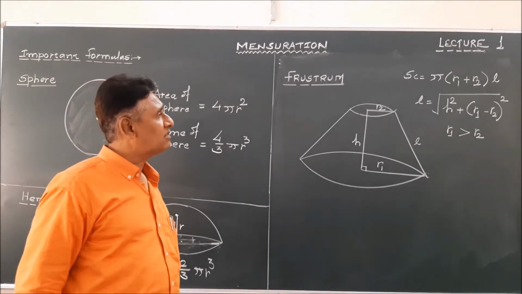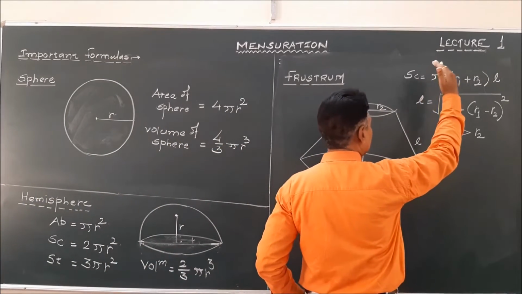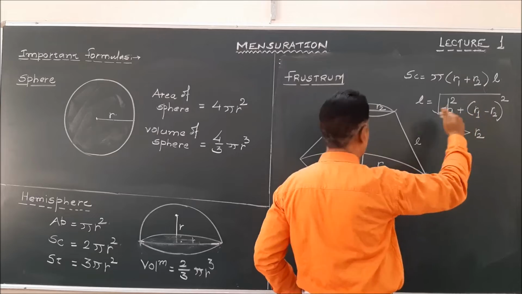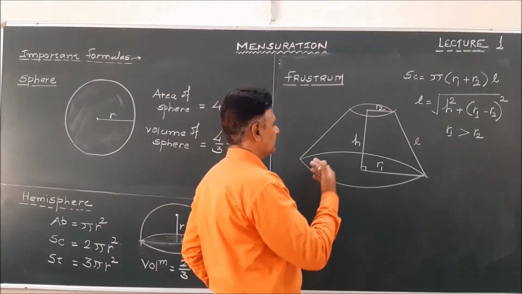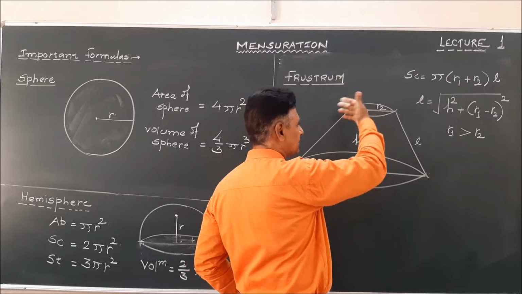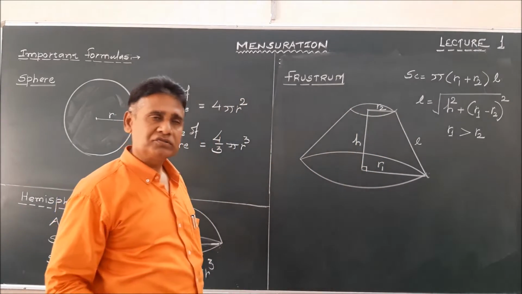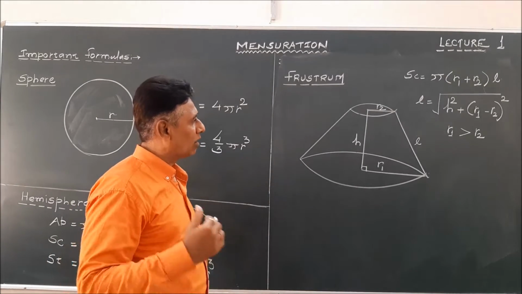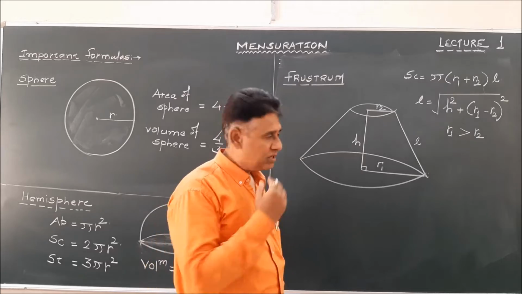Curved surface area is pi into bracket R1 plus R2 into L. Now what is R1? R1 is the radius of the base. What is R2? R2 is the radius of the top. Top is circular, bottom is also circular. So curved surface area is pi into bracket R1 plus R2 into L.